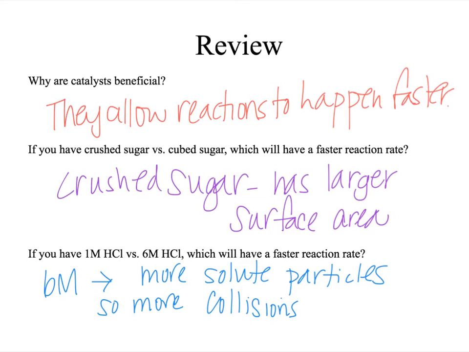And then the last one on this slide: if you have 1 molar HCl versus 6 molar, which would have a faster reaction rate? Of course the 6 molar would. It's a higher concentration, which means it has more solute, so more particles, and more particles mean more chance of collisions, and so that would give you a faster rate.